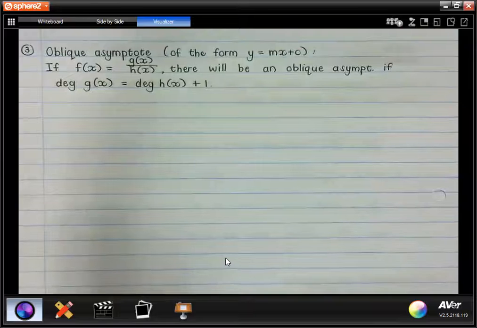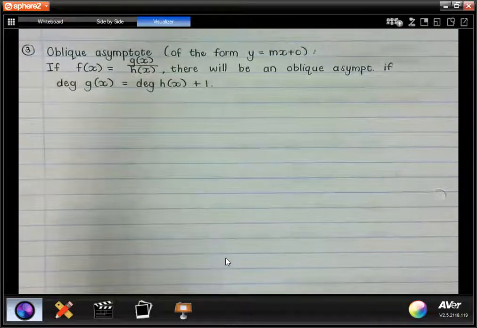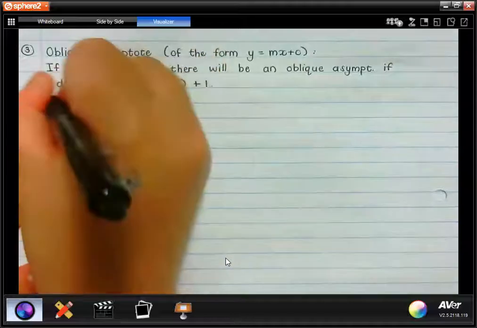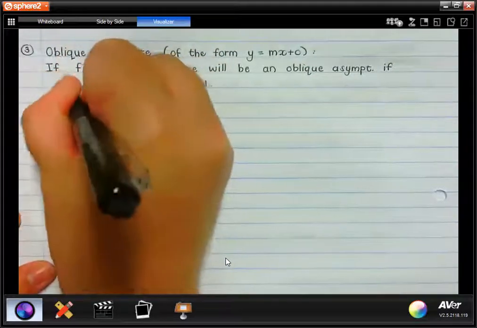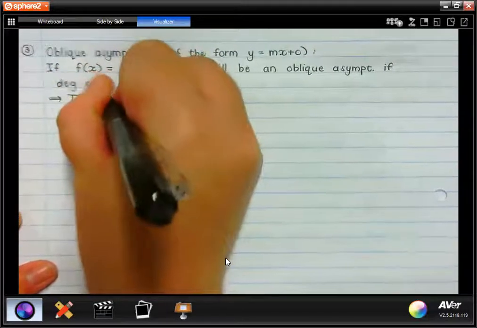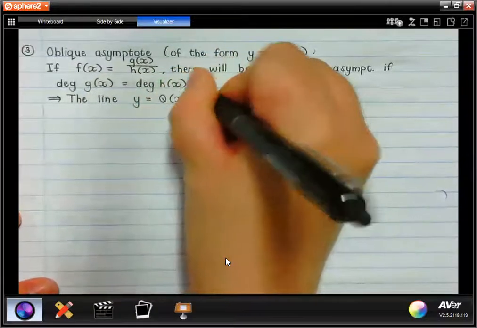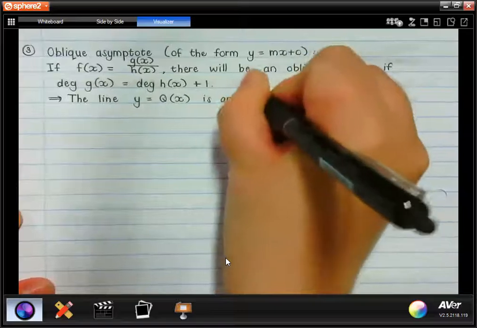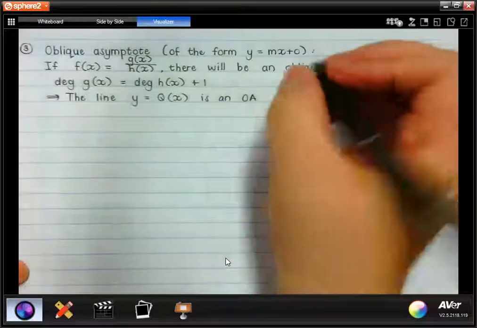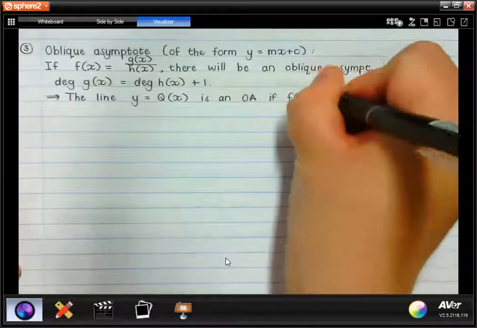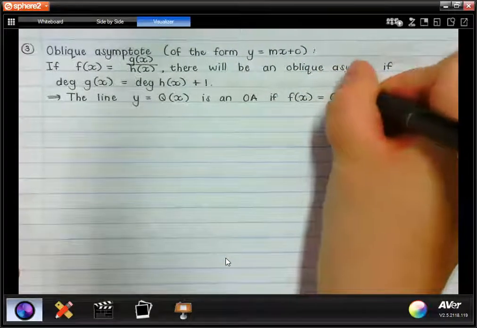And if that is the case, guys, the only way of finding the equation of the oblique asymptote is to rewrite the function into the form that we practiced at the beginning of the lesson. Then whatever is not in that fraction is your oblique asymptote. So the line y equals qx is the OA, for oblique asymptote, if f of x is rewritten in that form.